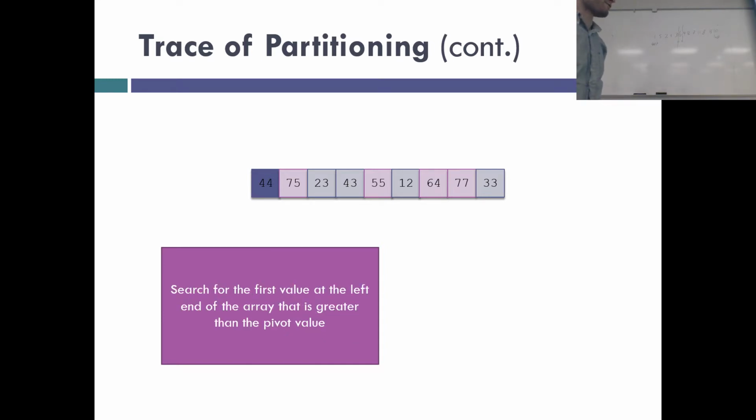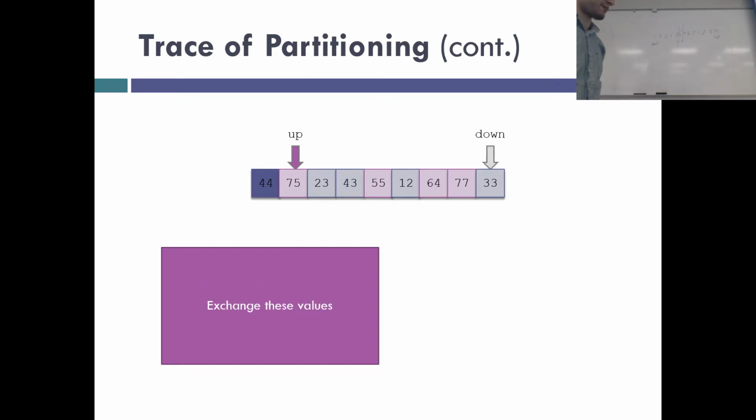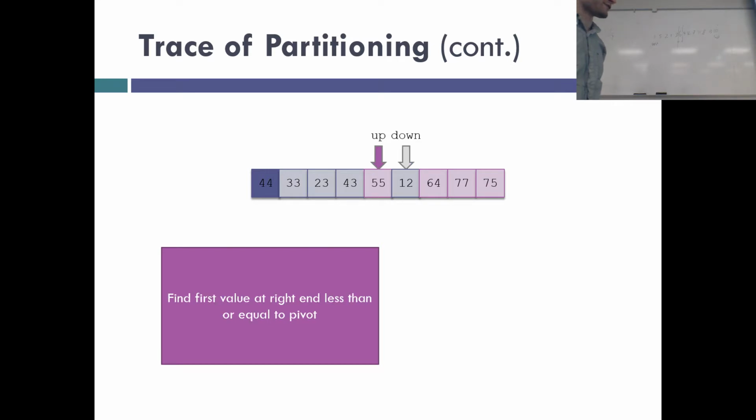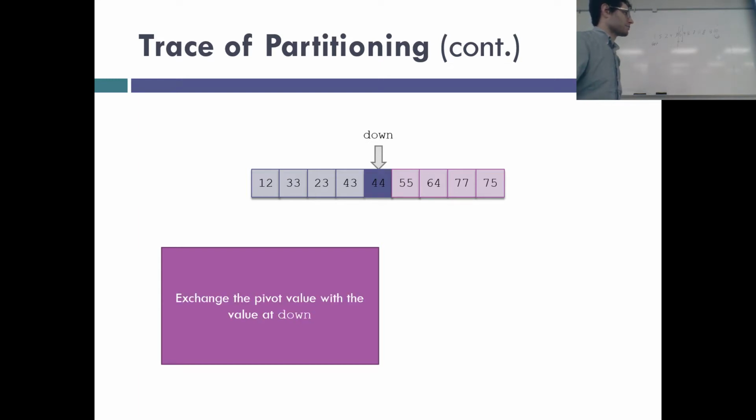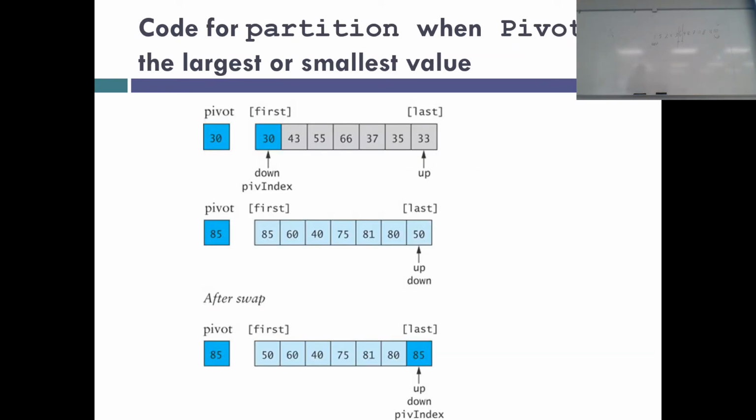So now we're going to find the first item that's bigger, find the first item that's smaller, swap them, and repeat. Find the first item that's bigger, find the first item that's smaller, swap them, and repeat. Up and down have crossed, so we know we're done. So now swap the pivot with down. And then recursively apply this.